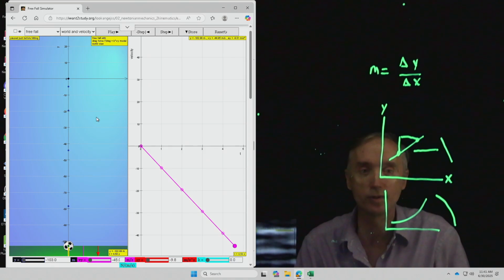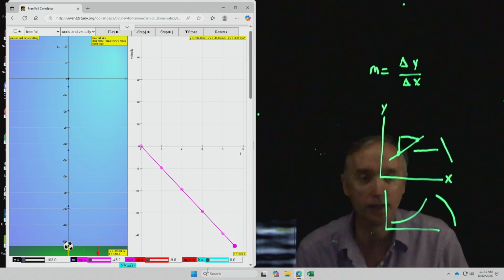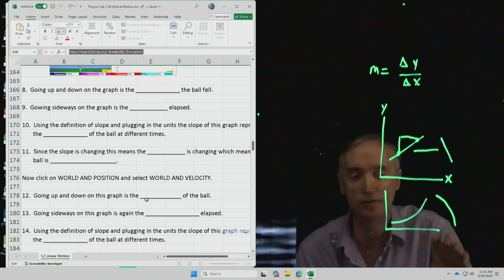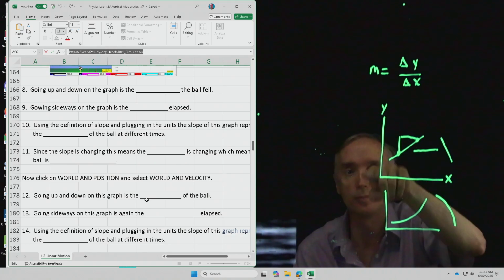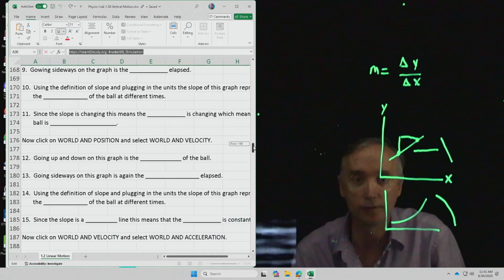Oh, now notice that this one is different. So this one has a different curve. Now we're going to do exactly the same thing that we did previously. So we're going to go back to here. Going up and down on this graph, what does it represent? So on the graph that you just made, what does the up and down part of the graph represent? And put that there. Going sideways on the graph is again the what that has elapsed. So fill in the blank there.